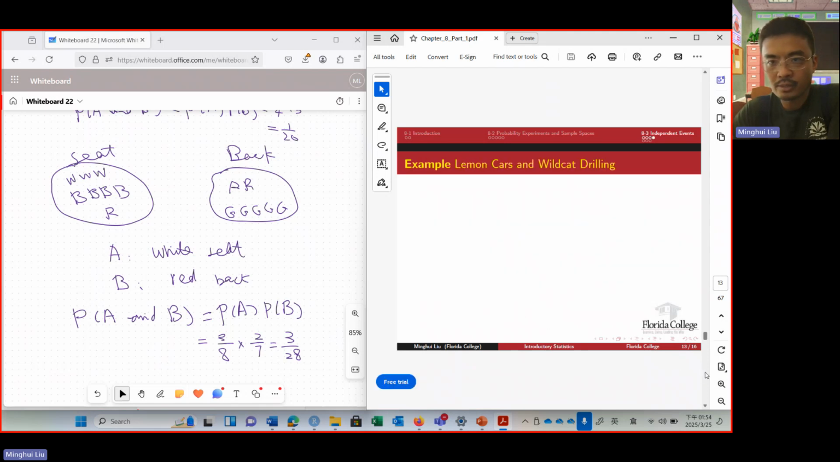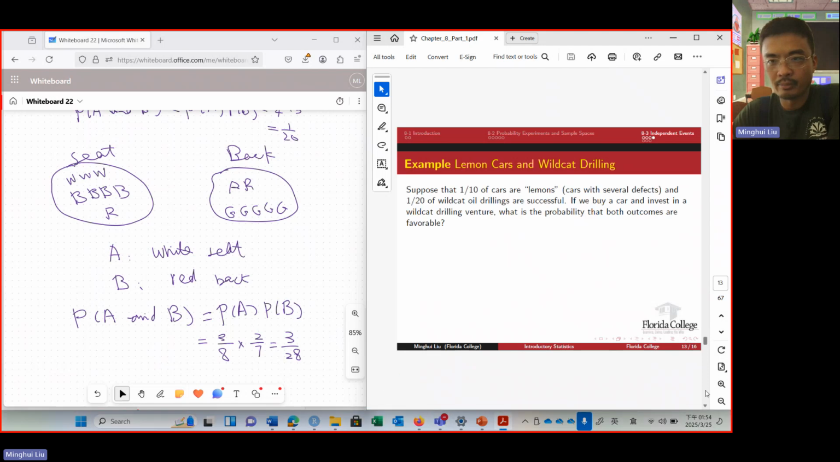All right, so now let's consider lemon cars and wildcat oil drilling. And I hope nobody would buy a lemon car. A lemon car basically just means a car with some defects. Suppose that 1/10 of the cars are lemons, so they have problems, and also 1 out of 20 wildcat oil drillings is successful. If we just buy a car and also invest in a wildcat drilling adventure, what is the probability that both of our outcomes are favorable?